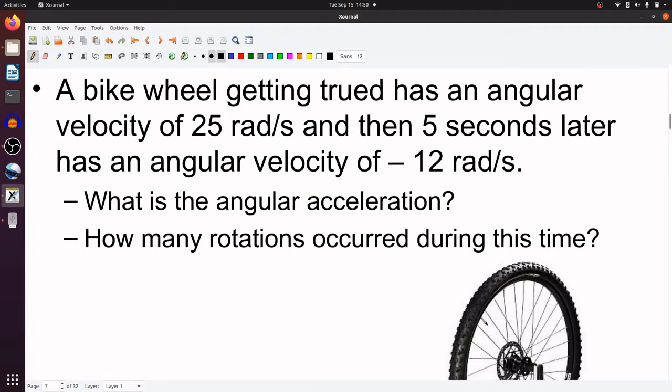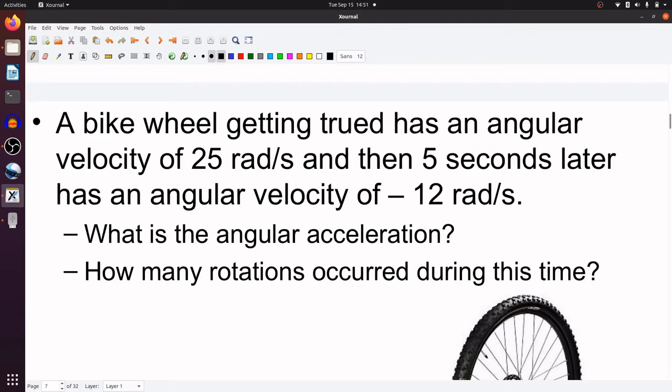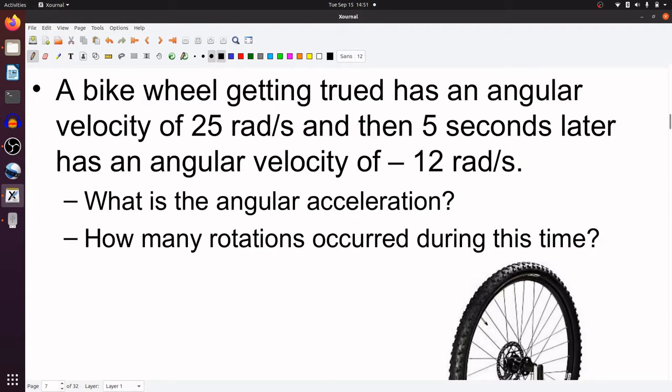All right, a bike wheel is getting trued. This is a truing stand. Do I know how to use it? No. Just whenever I think of angular problems, I think of a truing stand. Apparently, you mess with the spokes and you can realign your rim or something. I don't know. I just know I used to see them in bike shops when I was a kid, and so I decided to do a problem on it.